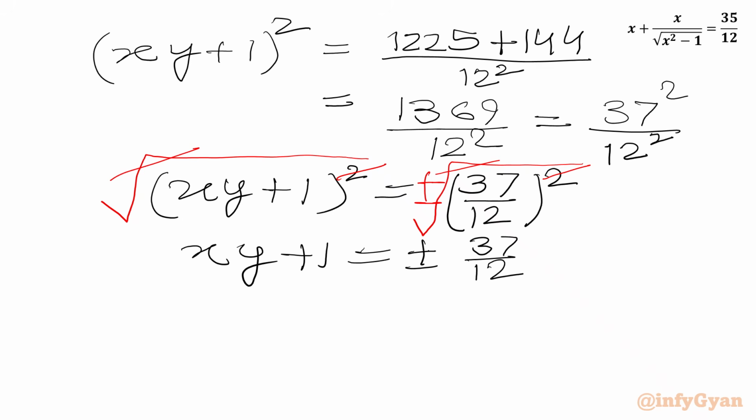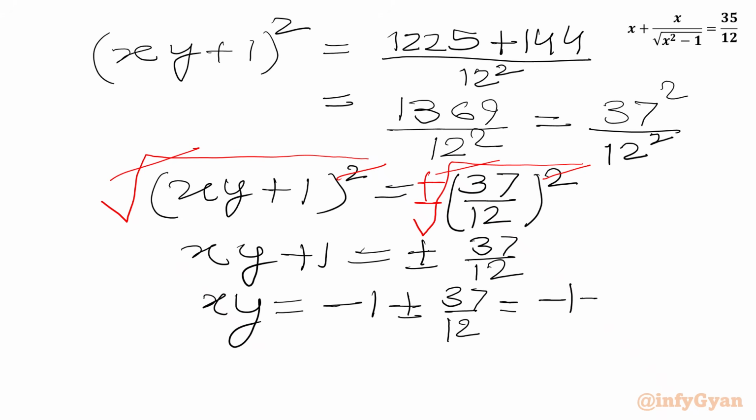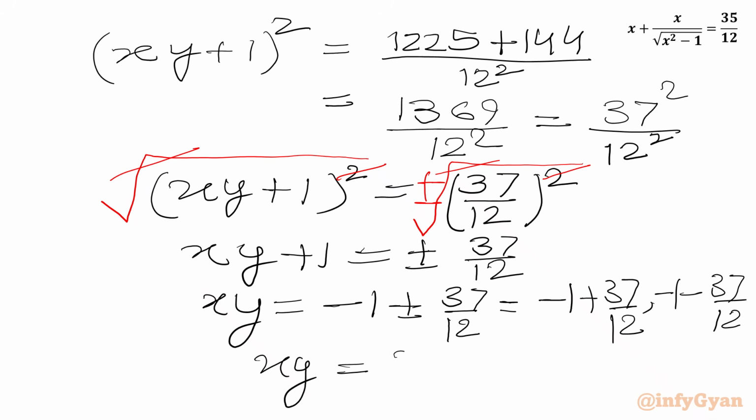Now we have to subtract 1 from both the sides. So xy will become minus 1 plus minus 37 over 12. Which means we will write minus 1 plus 37 over 12 and minus 1 minus 37 over 12. So minus 1 plus 37 over 12 will be 25 over 12. And minus 1 minus 37 over 12 would be minus 49 over 12.